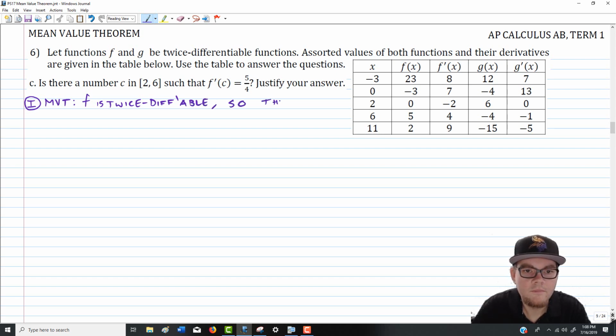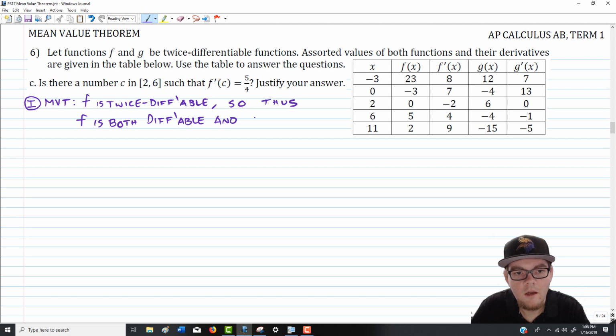So thus, f is both differentiable and continuous. And remember, we already talked about specifically why that's true. We did the entire thing like a problem back, but for now it's good to know that. So that means that the mean value theorem applies here.